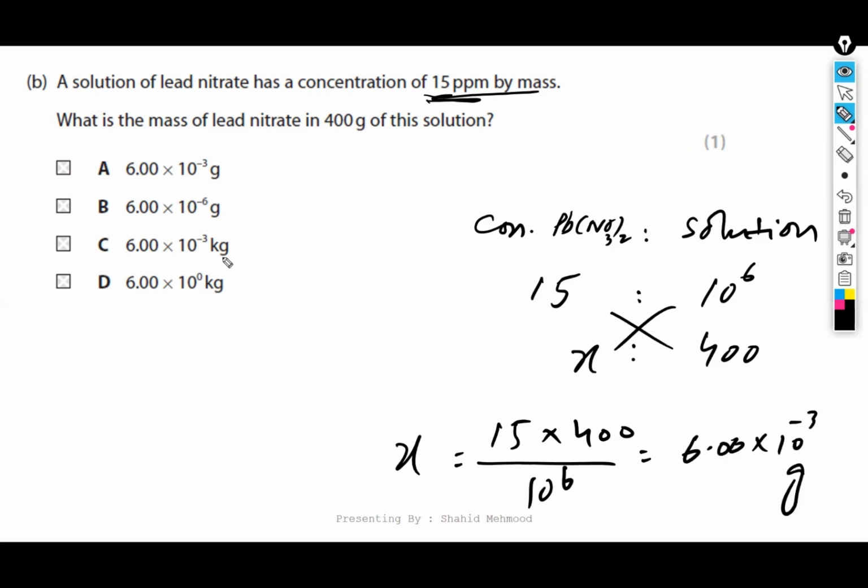They give you the value in kilogram and gram also, but this is in gram, so the value is in gram, and the correct option is A.